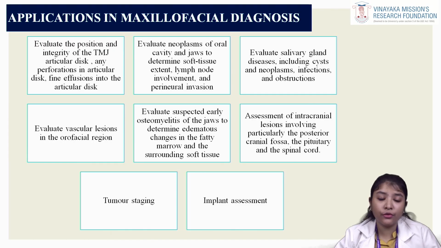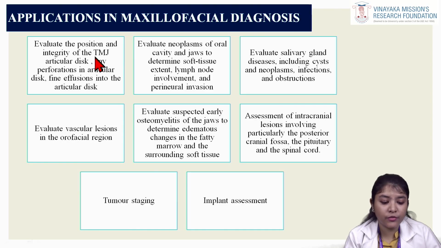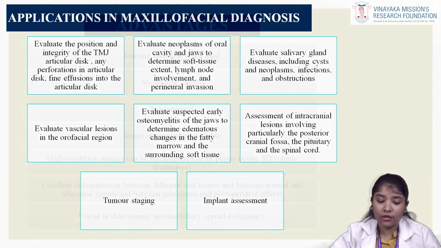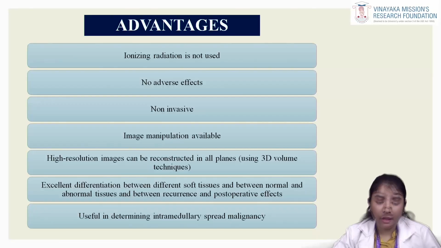So MRI can be used in evaluating the position and integrity of the TMJ and evaluating the neoplasms of the oral cavity and jaws. It can also be used in evaluating salivary gland diseases and vascular lesions in the orofacial region, evaluating suspected early osteomyelitis of the jaw, and assessment of intracranial lesions, tumor staging and implant assessment. The advantages of MRI: ionizing radiation is not used.